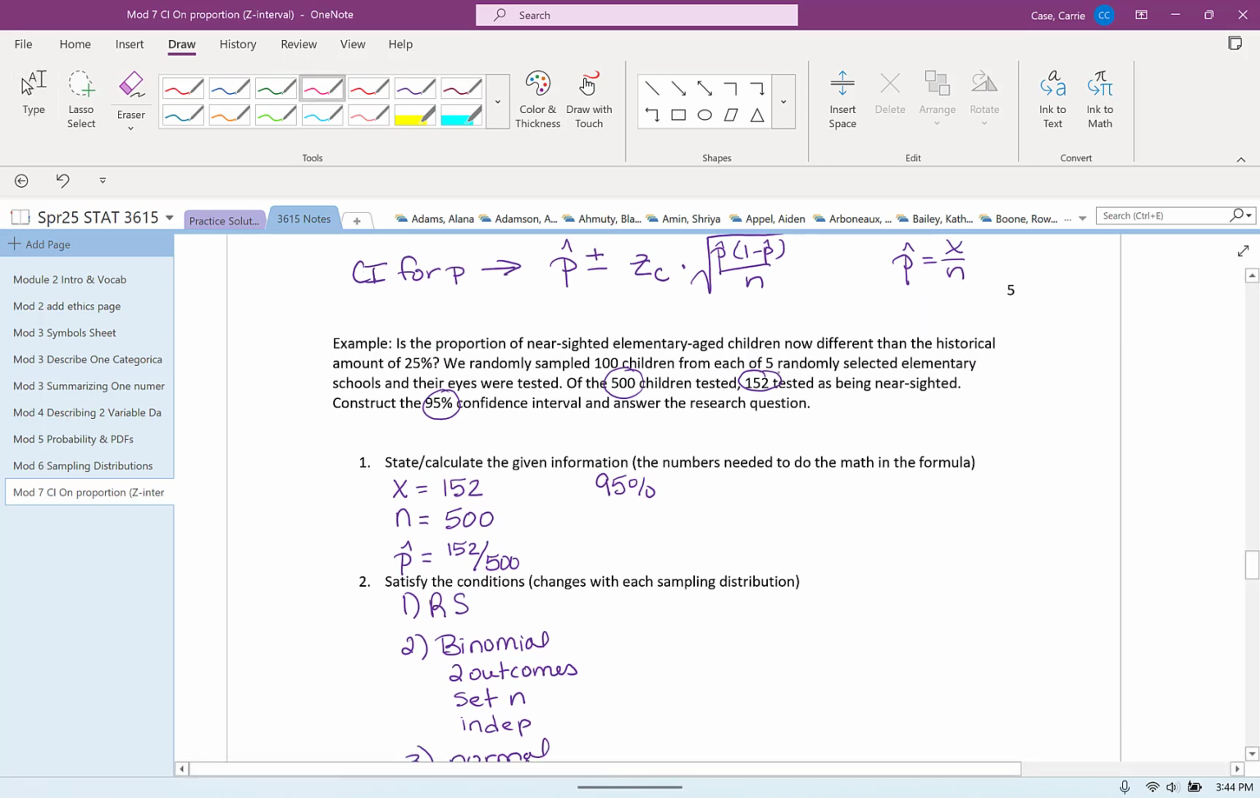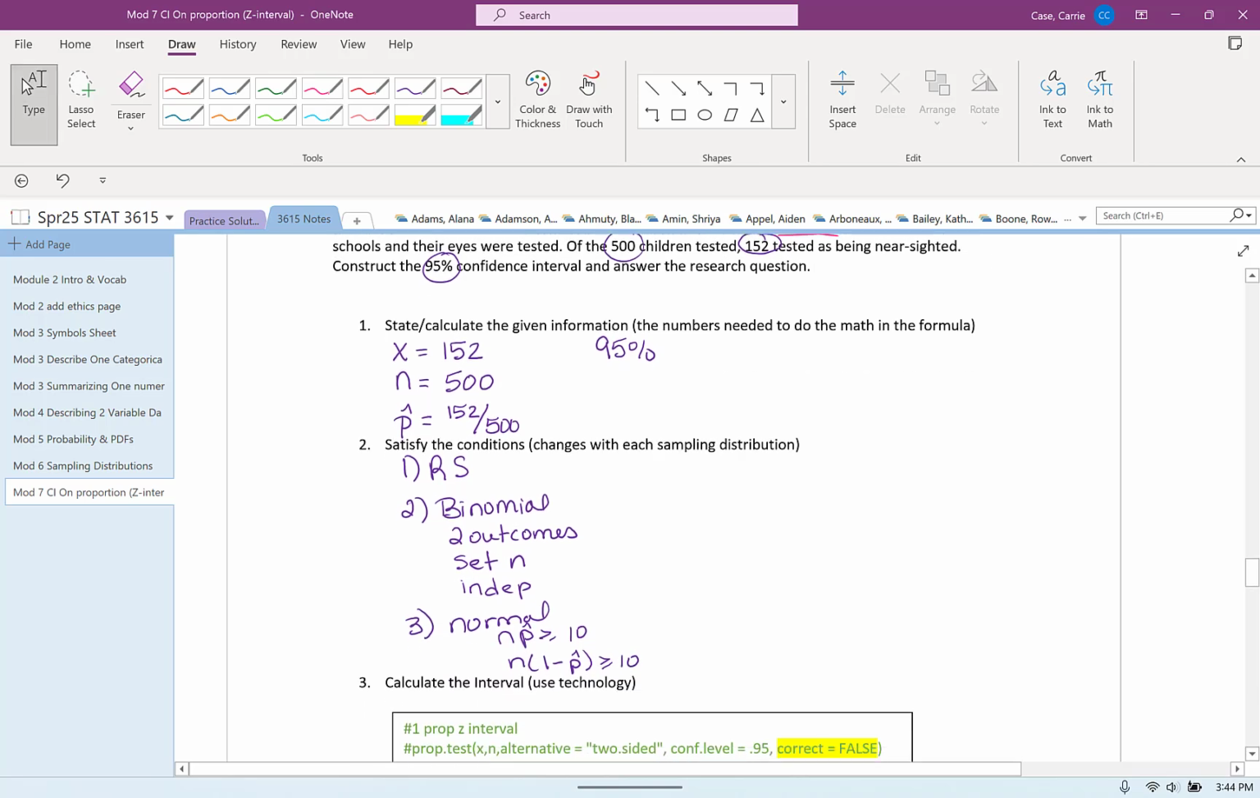So we are told that these children are randomly selected. So that is good enough to get us a random sample. We are told they are randomly selected. For binomial, do we have 2 outcomes? Well, kids are either nearsighted or not. And so that's a yes.